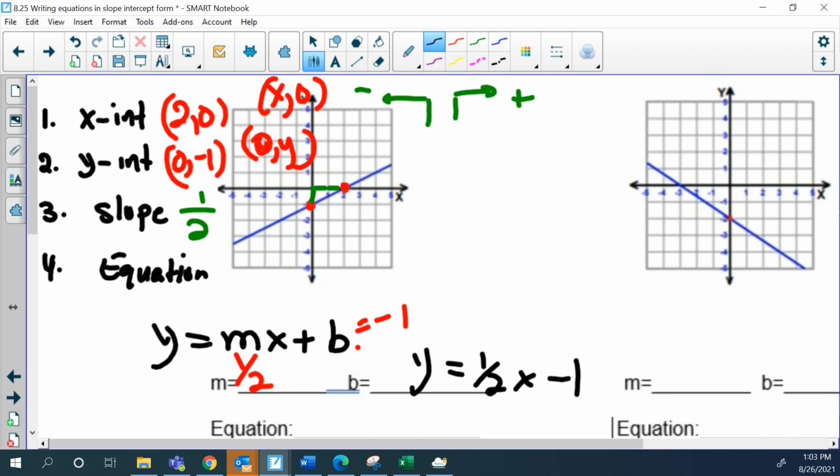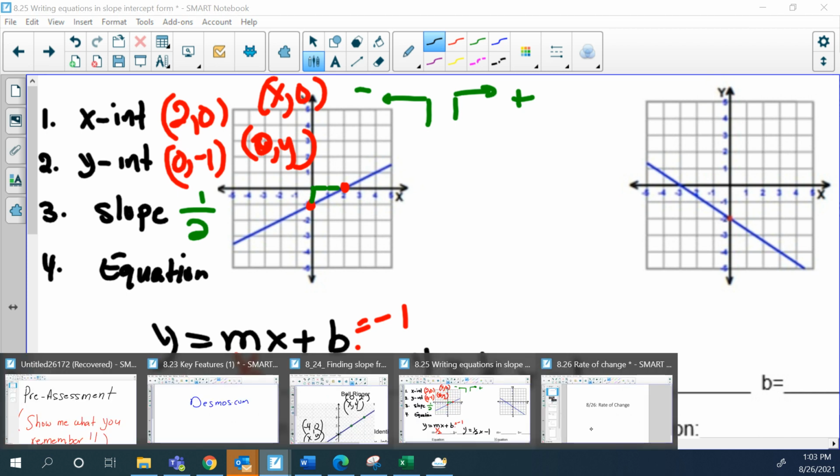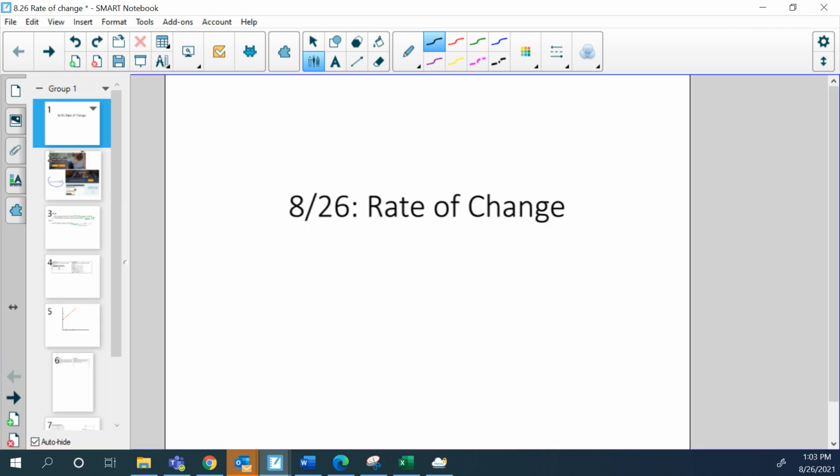All right, so that was the bell ringer today. So let's move on to today's lesson. Today's lesson is rate of change.